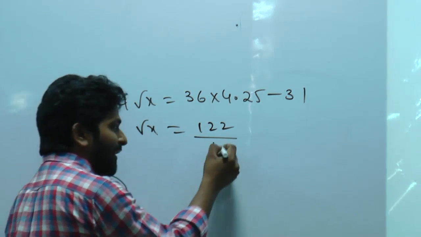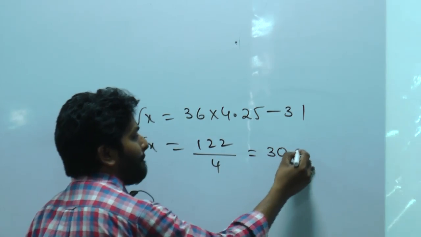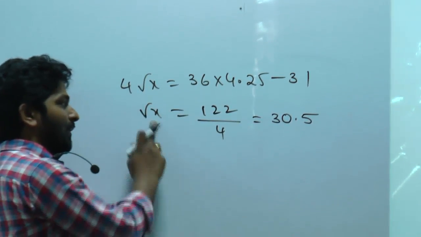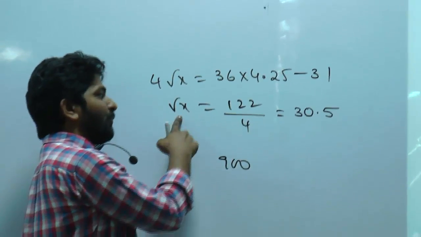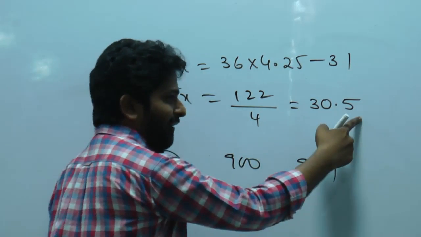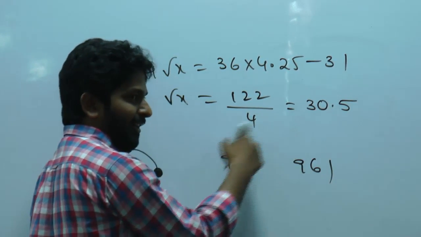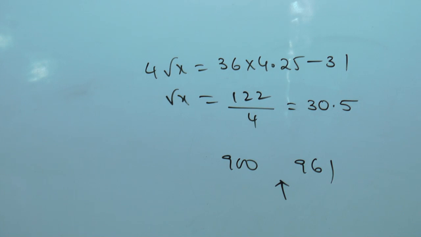Root x is equal to 122 divided by 4. How much is this? 30.5. If root x is 30, answer would be 900. If root x is 31, answer would be 961. But root x is 30 and a half, which is in between these two numbers, right? 30 and then 31. Answer will be in between these two. How much is that? 930. Right? Next.